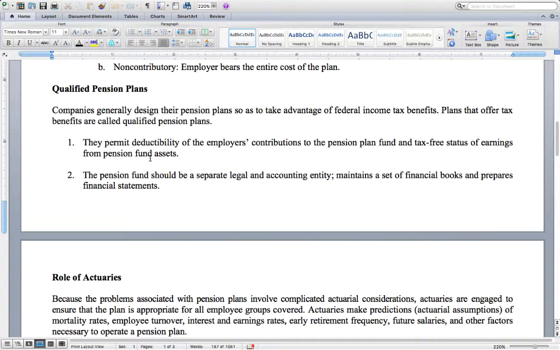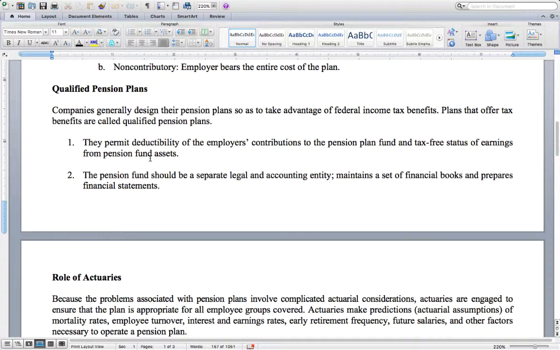Next is a qualified pension plan. The federal government allows certain income tax benefits if companies design their pension plans a certain way. If they meet these requirements, they receive these tax benefits, and they are known to have a qualified pension plan.